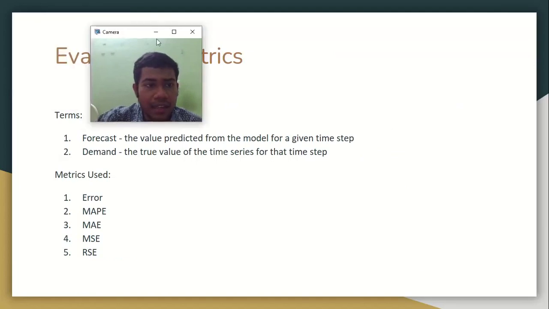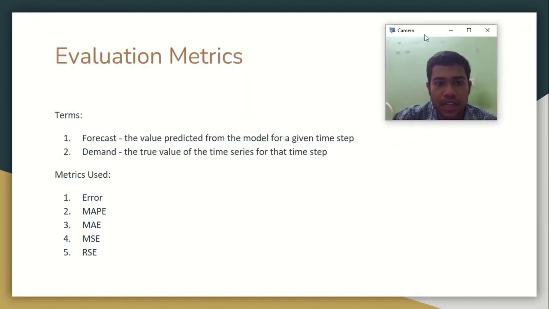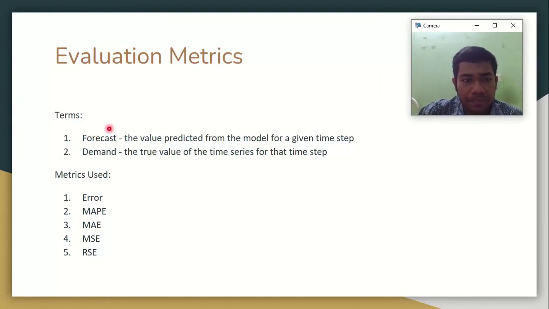And then these are several evaluation metrics which we are using. There are certain terms. So the forecast in case of time series means the value which we have predicted from our given model for a given time step. So it's a predicted value basically, and demand is basically the true value of the time series for that time step. And there are several metrics which we are using, which are error, MAPE, MAE, MSE, and RMSE, which we are going to talk about in detail in the next few slides.